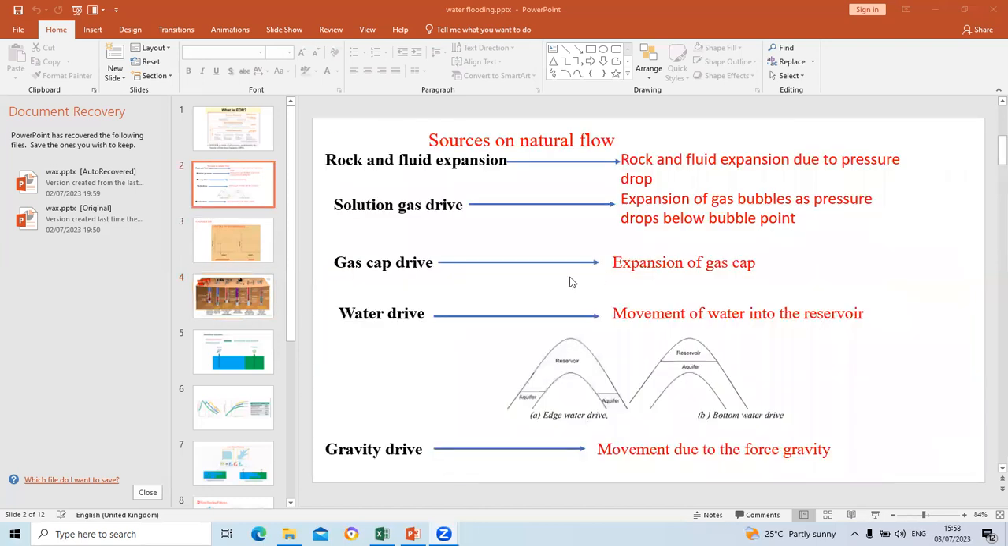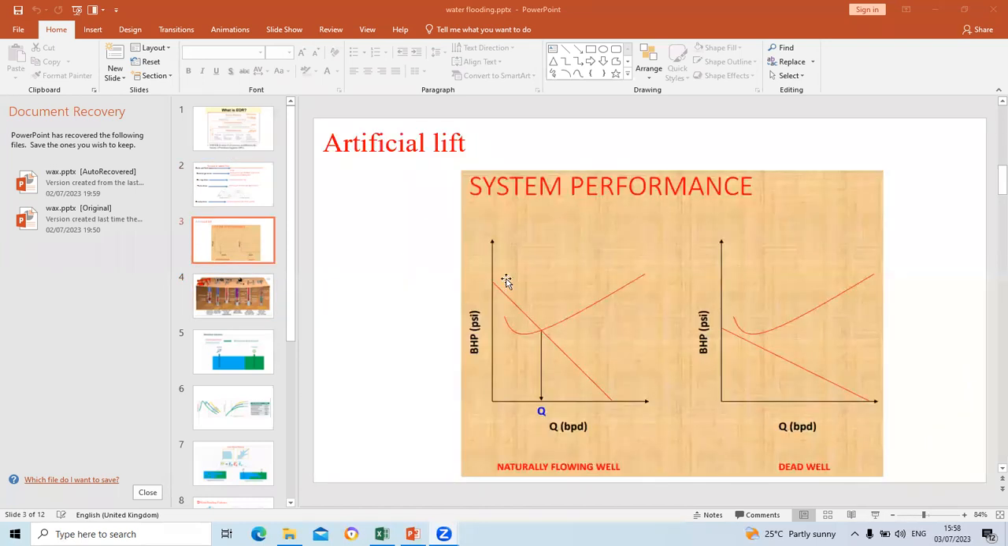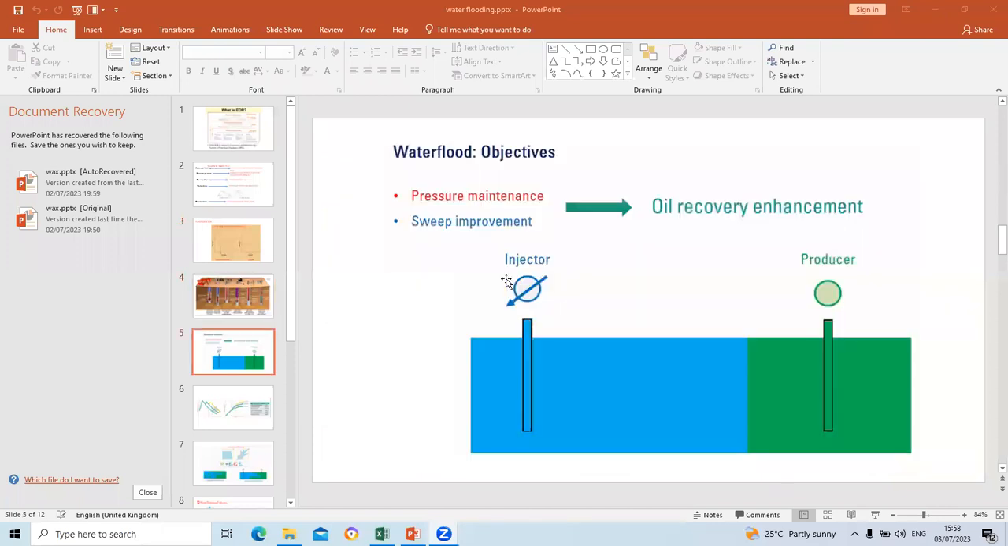So away from the natural source and the artificial lift method, the essence of this class is our water flooding. When we talk of water flooding, people may always confuse water flooding and water injection. Some may say they mean the same thing, others will say they mean two different things. But generally, what I know is that there is a difference between water injection and water flooding.